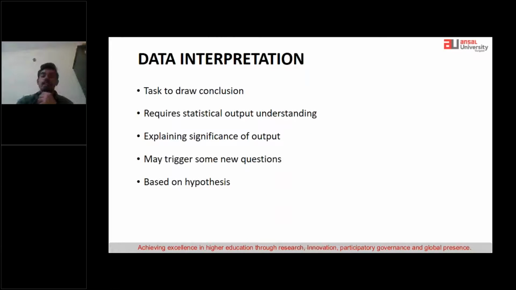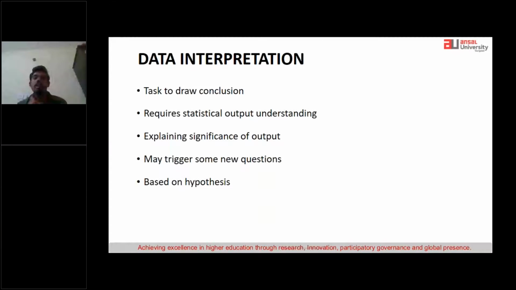Okay, so basically data interpretation requires a lot of skills and a lot of understanding of the statistical concepts related to the research. It is a task related to drawing conclusions, how you will conclude something based on the output. Your output depends on your data interpretation, the way you interpret your data, whether you are interpreting it correctly or not.